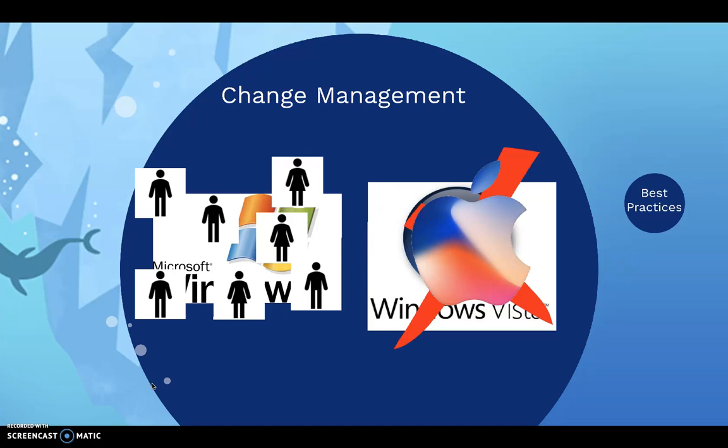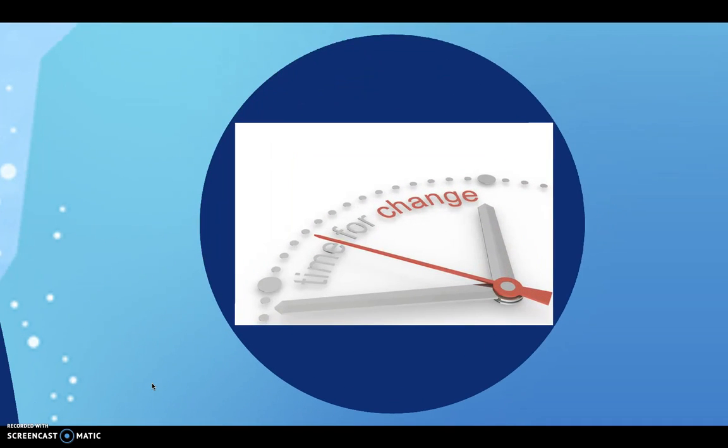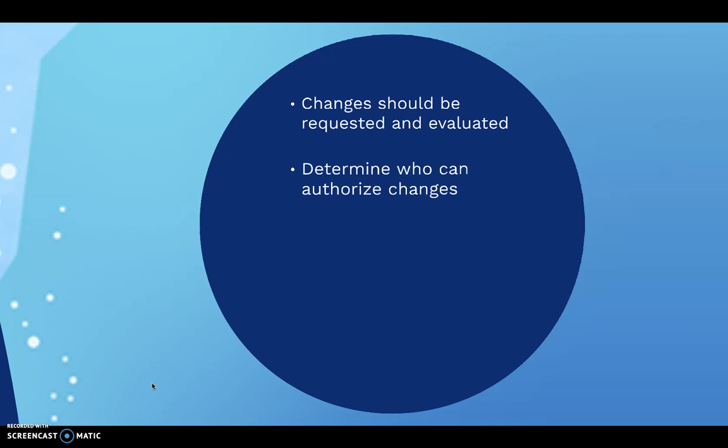Good change management includes the following best practices. Changes should be requested and evaluated. Changes should not be made to things that are going well, and as such, no change should be permitted unless a general agreement is made that the change is good. A process and line of authority should be established to determine who can authorize changes to be made.